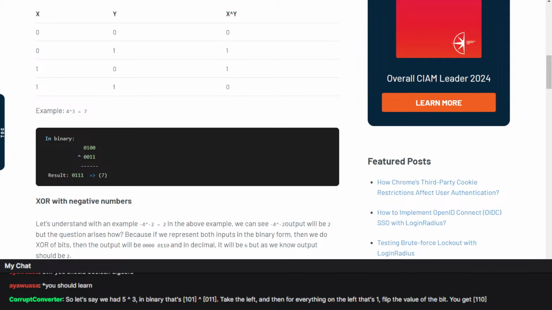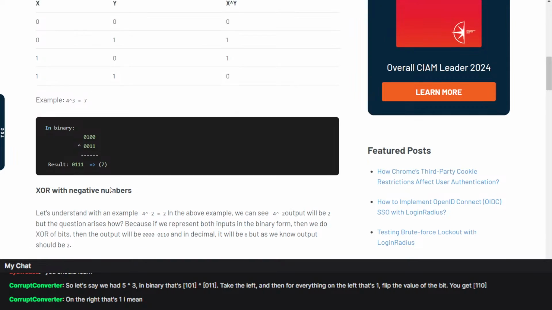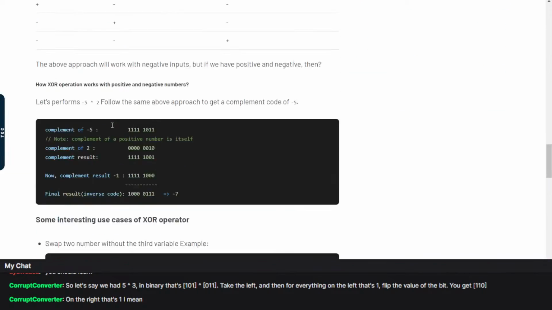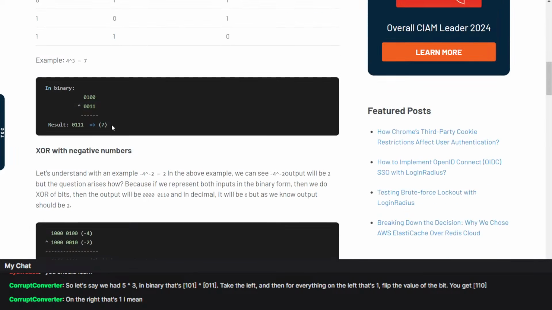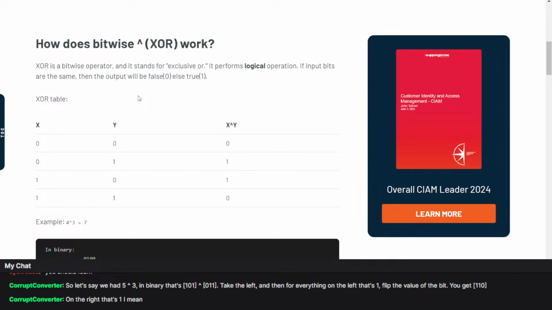Corrupt Converter says, oh, so let's say we had 5 cubed. In binary that's 101 caret 011. Take the left, and then for everything on the left that's 1, flip the value of the bit. You get 110. What in the... What? Wait, what? Anyway.